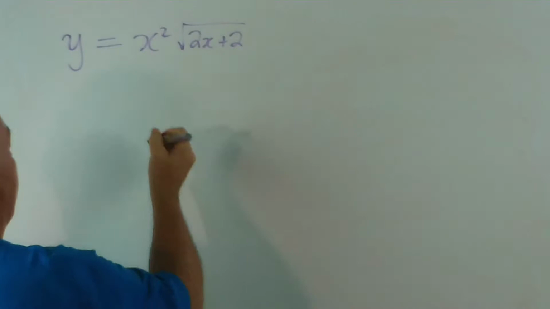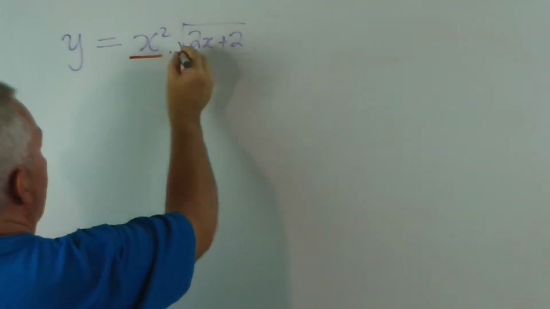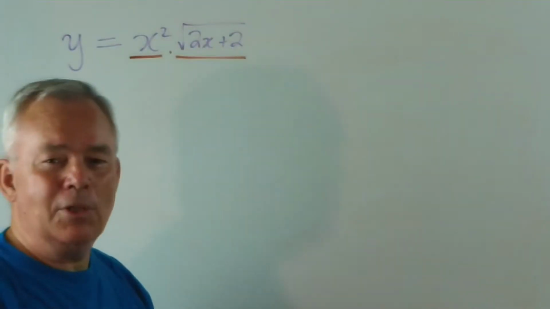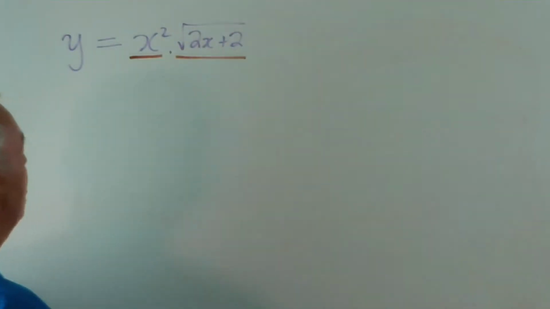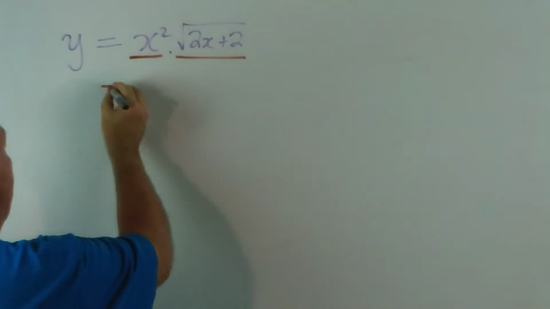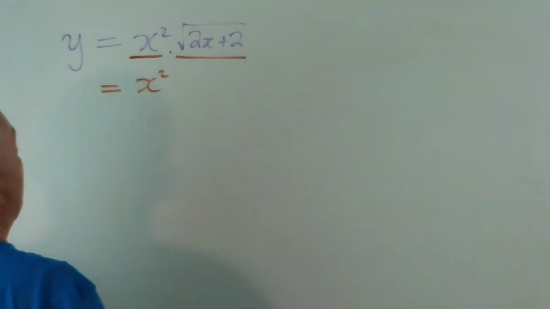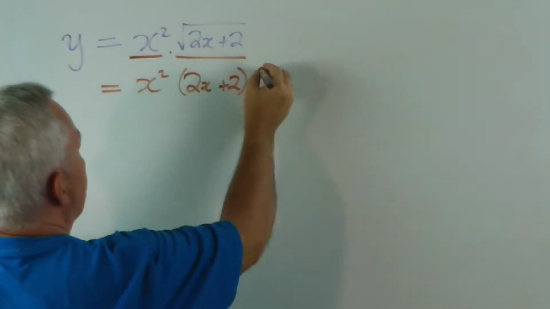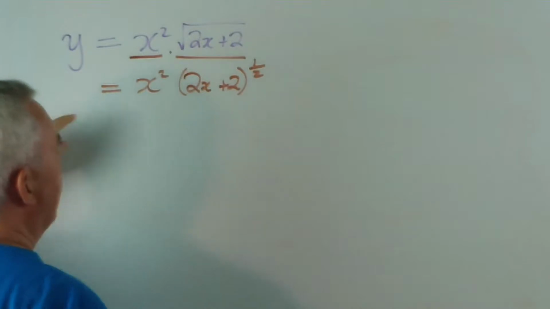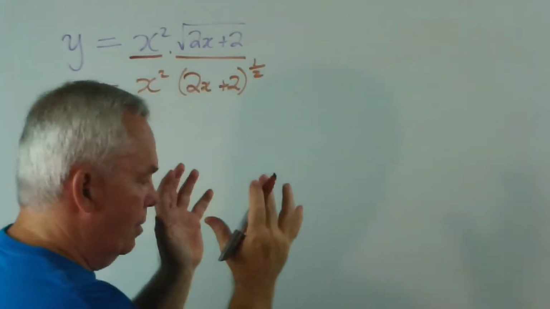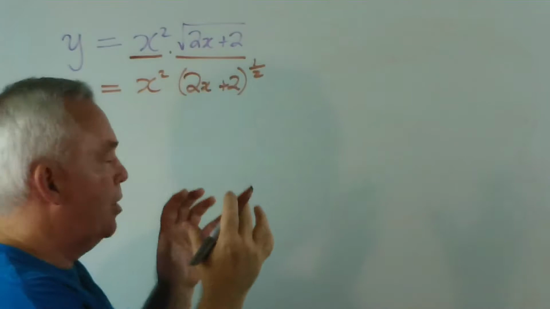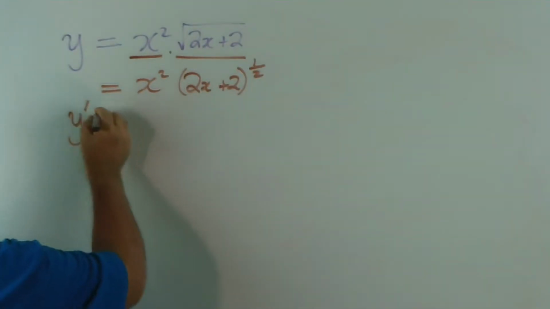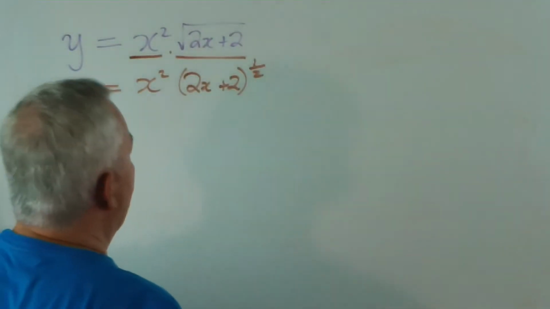Now you can see that it is in fact a product of this times this. But we have a complication. We're not terribly fond of having square root signs or radicals, but we know how to handle them. And that is, we immediately write this as 2x plus 2 to the power 1/2, because that is what a square root is. It's whatever is inside, whatever the contents are, to the power of 1/2. And now we're in a position where we can find the derivative.